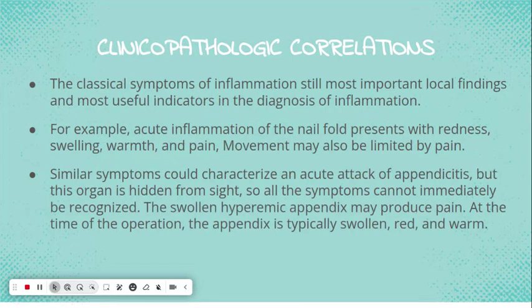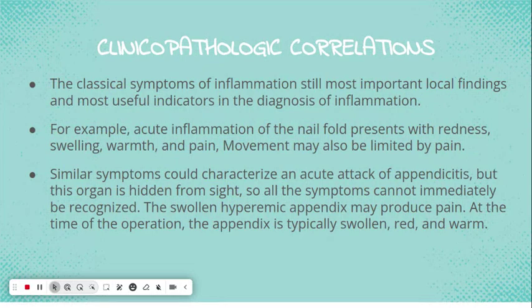Clinicopathologic correlations: the classic symptoms of inflammation are still the most important local findings, and these are still the most useful indicators in diagnosis of inflammation. For example, acute inflammation of the nail fold presents with redness, swelling, warmth, and pain. Movement may also be limited due to pain. You're looking at an ingrown nail.